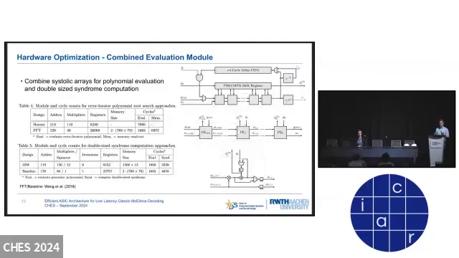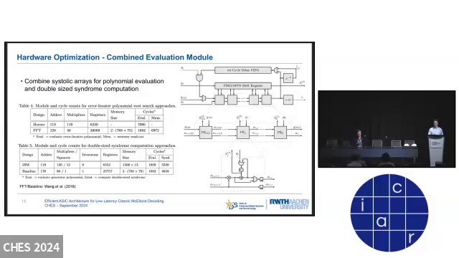So now for the first and the third step, the polynomial evaluation and double-sized syndrome computation, we actually combine these two steps into one systolic array. Because these approaches are very similar, we don't have to instantiate two distinct arrays with 120 processing elements each, but instead we only instantiate a single array that can then execute both steps.